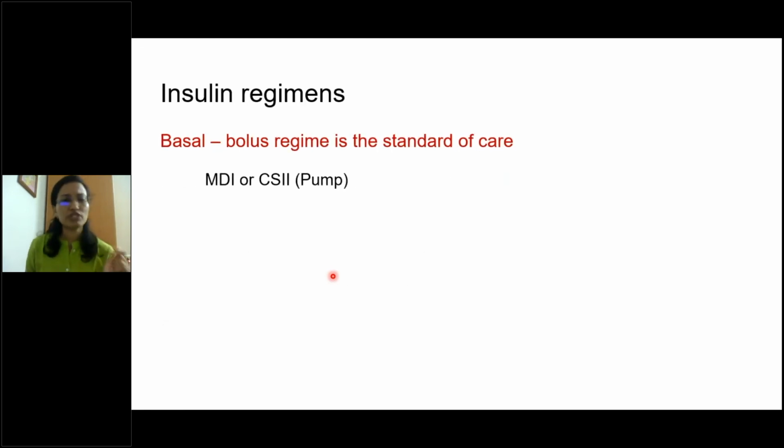So coming to insulin regimes, what are the types of insulin regimes that we use in type 1 diabetes children? The standard of care, and I think every single pediatric endocrinologist would agree with me, should be a basal bolus regime. A basal bolus regime is not decided based on the financial status of the family, not decided based on the literacy of the family, but we can do the basal bolus regime even with low cost insulins, even in families with low literacy.